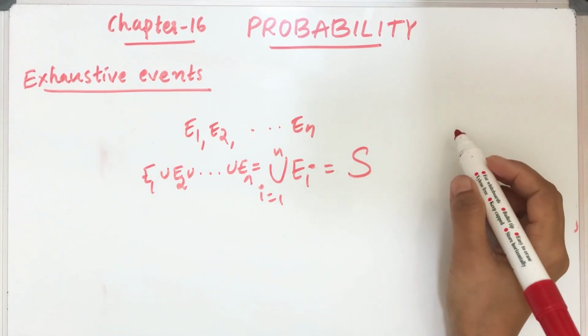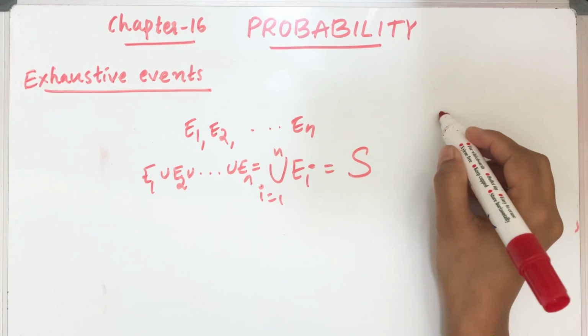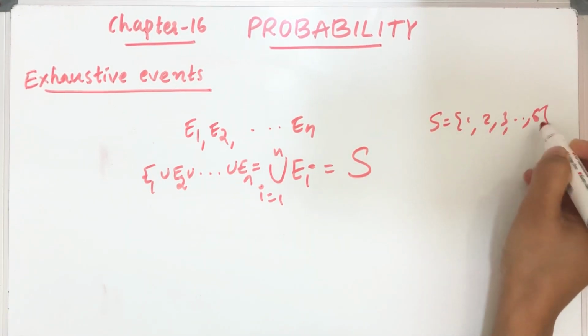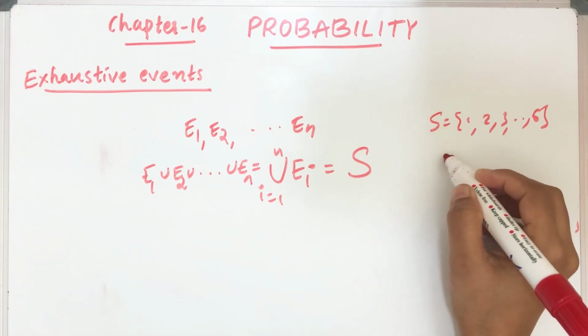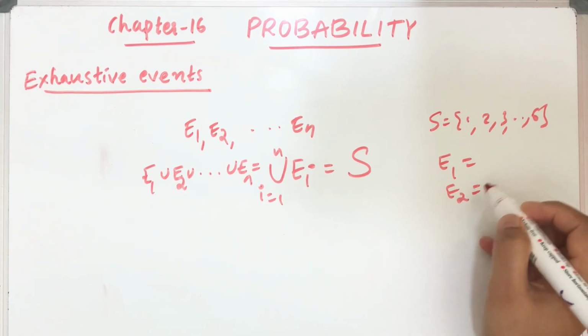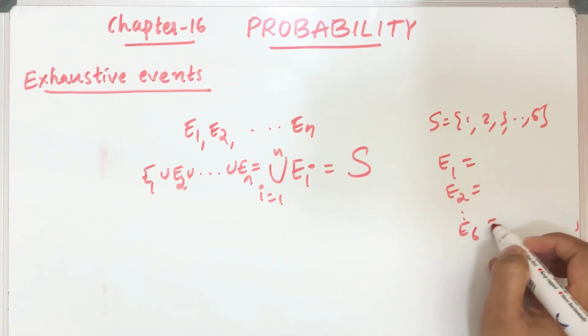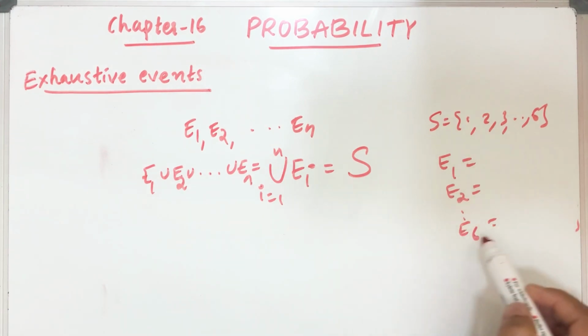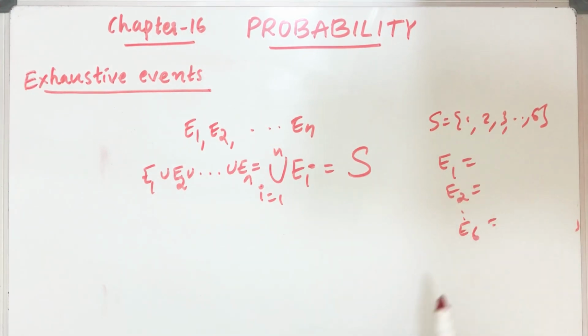Like that in throwing a die also, if we take all simple events, S is equal to 1, 2, 3, etc. 6. If we take all the simple events, that is E1 is getting 1, E2 is getting 2, etc. E6 is getting 6, then their union is equal to the sample space. Then these are called exhaustive events.